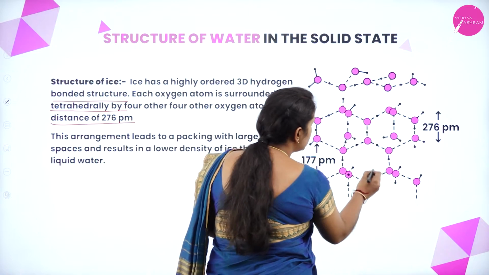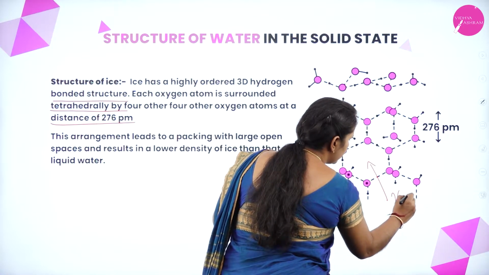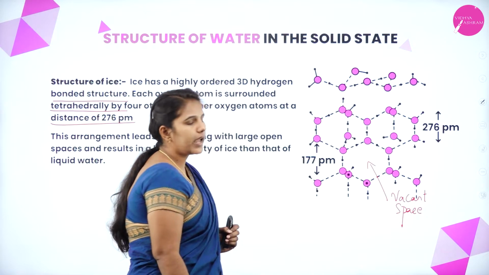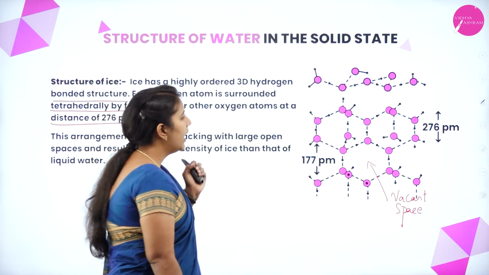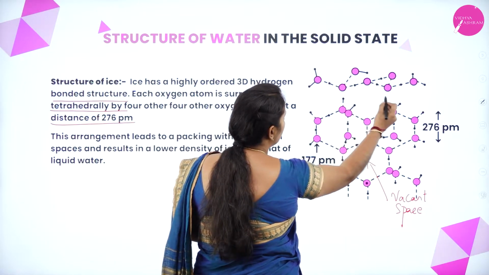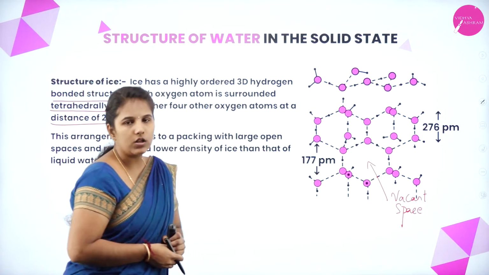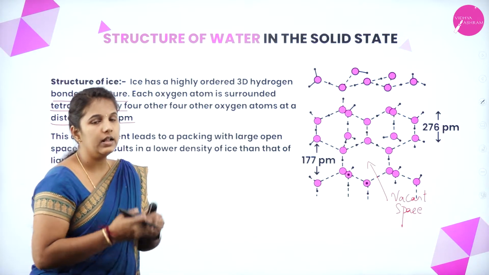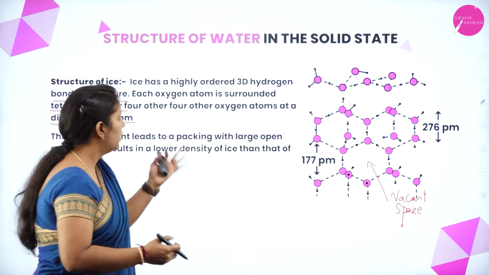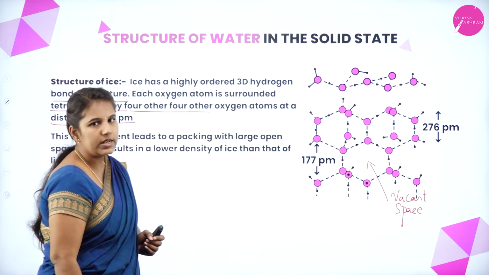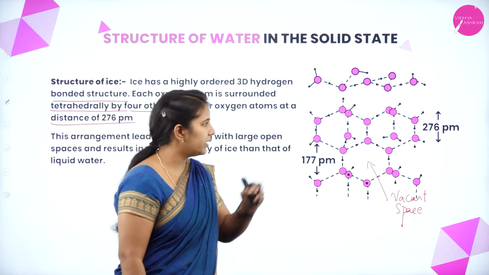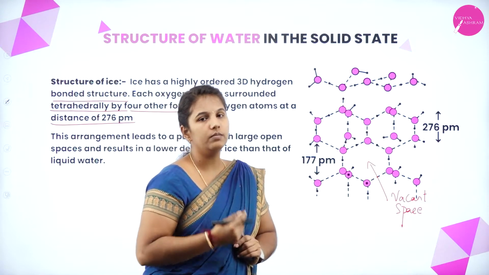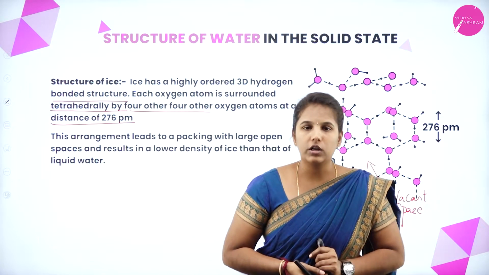You can see that these are the vacant spaces, or you can say that these are the interstitial sites which are present in the water molecule. You can see that hydrogen bonding also occurs between two oxygen atoms as well as with a hydrogen atom. This shows that it forms a tetrahedral structure with the other 4 oxygen atoms and the other 4 hydrogen atoms. You can see that this is a tetrahedral structure of the oxygen in the water molecule.